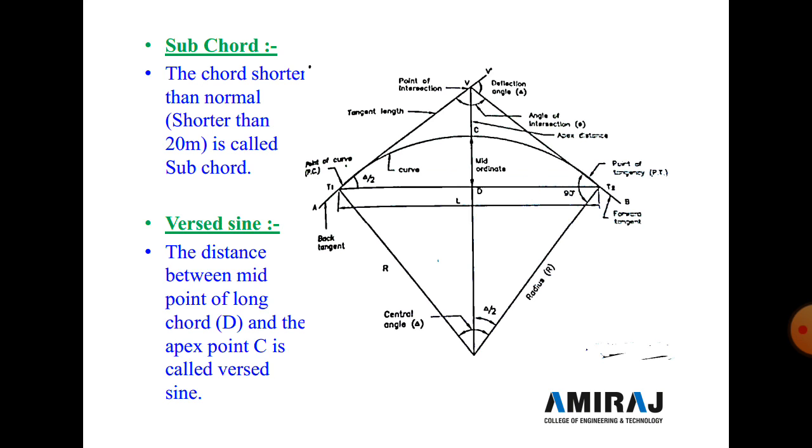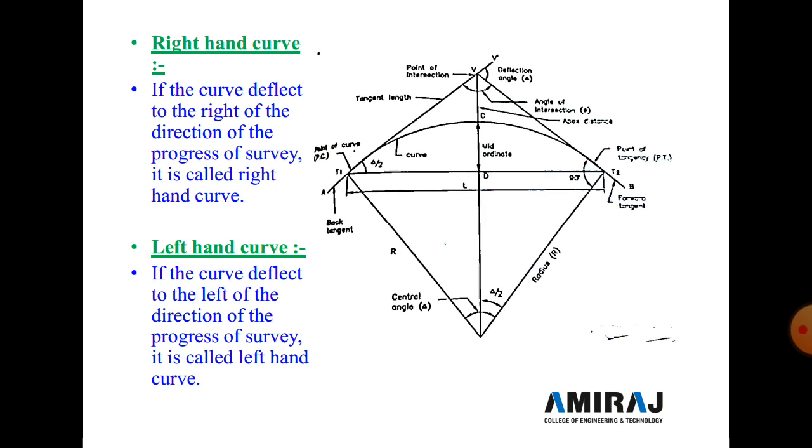So a chord shorter than the normal, meaning shorter than 20 meter, is known as a subchord. Clear? So here a subchord is shorter than 20 meter. Next is the versed sine. The distance between the midpoint of a long chord, D, and the apex point, C, is known as the versed sine or the mid ordinate.